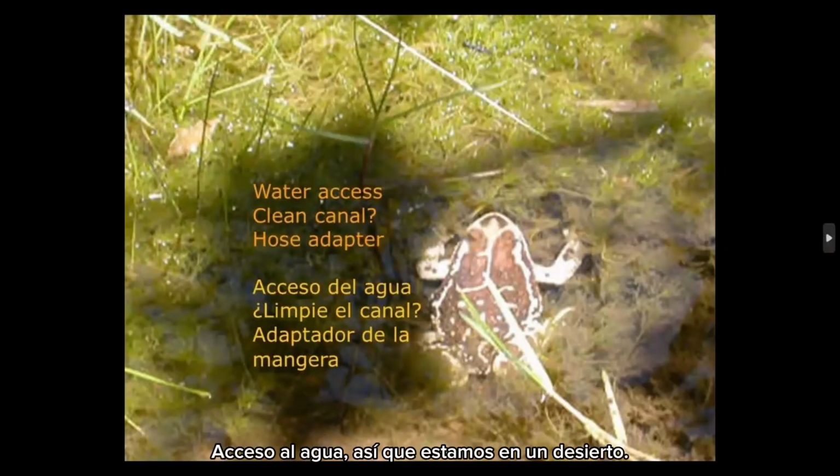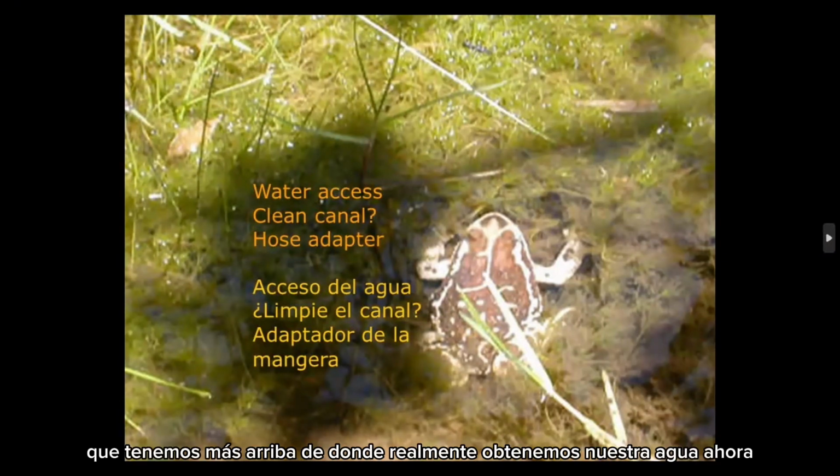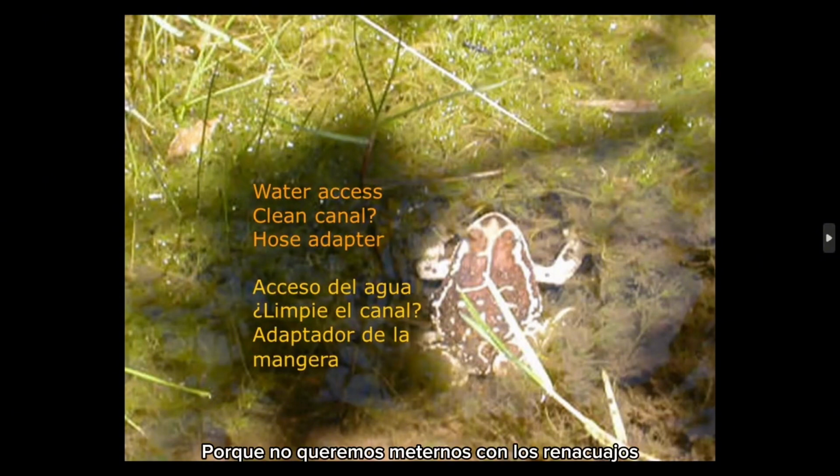Water access. So we're in a desert, and one issue that we always have is access to water. We used to have this canal that went right in front of our house, but that was tubed up with our new neighbor. When he arrived in 2008, he tubed up the water and dried up the canal. So we still have the frogs, but probably not as many toads. So one of our issues was, when do we clean the canal? When do we clean our water hole, which we have further up from where we actually get our water now, because we don't want to mess with the tadpoles. And so that's something you need to keep in mind.